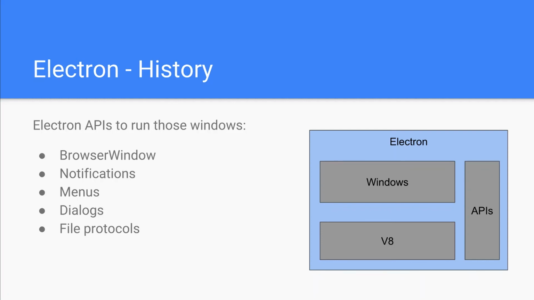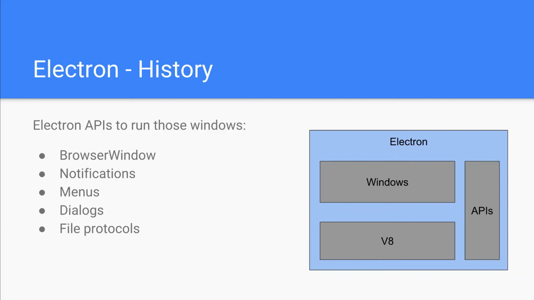So what are those APIs? The idea behind it is to be able to grab some of the APIs you would tend to use with a normal application running on your desktop, regardless of whether it's a Mac, a Windows, or a Linux machine. I put a few examples here, for example, a browser window, so being able to open a window that handles HTML in it. Being able to handle notifications.